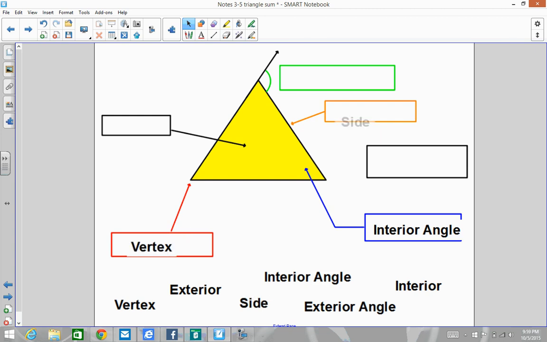We have the sides of a triangle, which go right here. We have the exterior angle. We have the exterior area, and we have the interior area. So make sure you draw this picture, label all the different parts so that you can have this, because we're going to describe triangles, and when we use these words, you need to be able to use them and understand what they are.